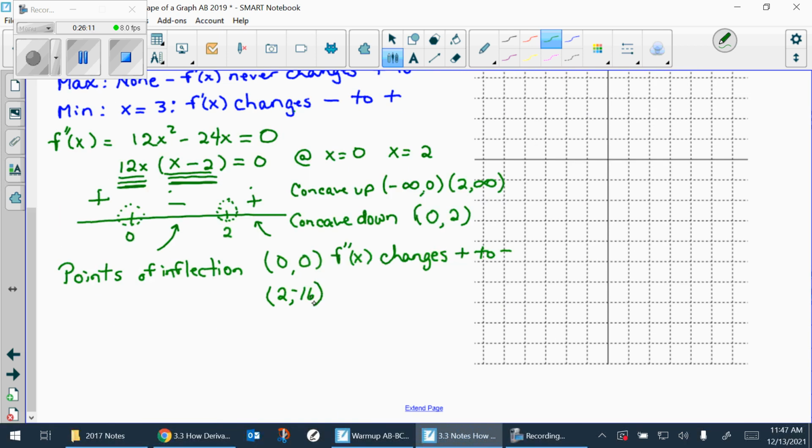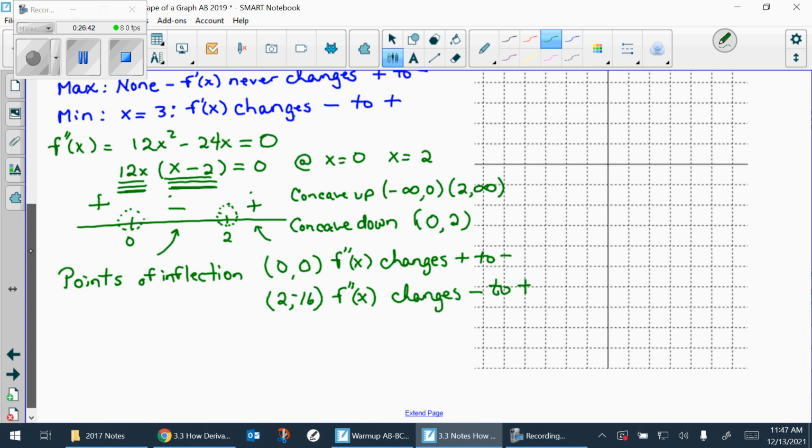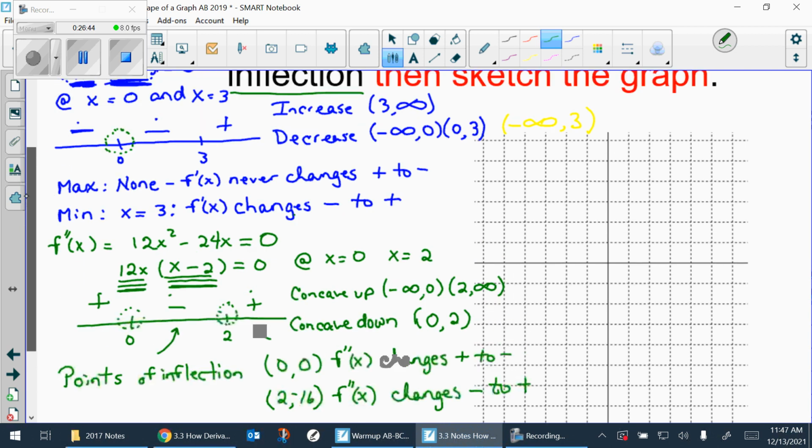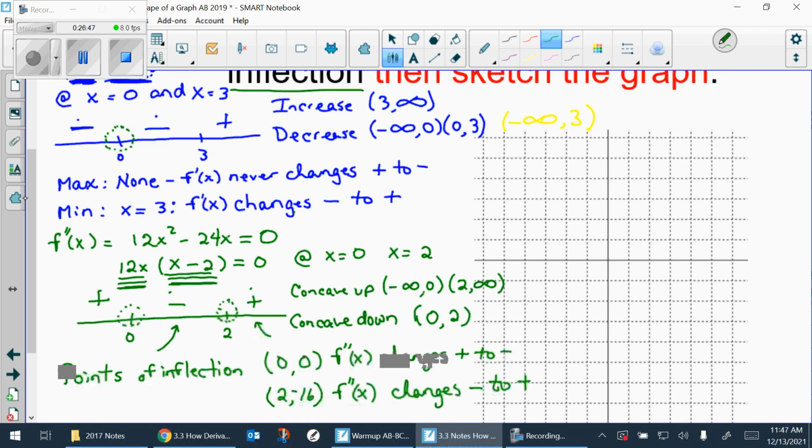It all depends on what you're asked for. Be conscious of what you're being asked for. If I'm asked for an explanation, I've got a point of inflection at 2, negative 16, because the second derivative changes. And I can't just say it changes sign. I have to be specific. It changes from negative to positive. And those are the types of things, those 7 things: concave up, concave down, points of inflection, increase, decrease, max and min. Those are the types of things you're going to be working on as part of your homework tonight.